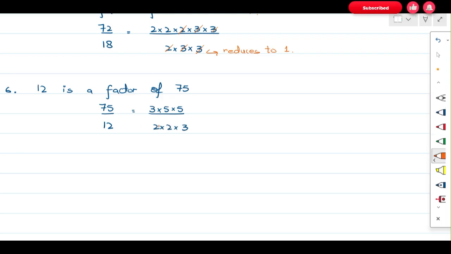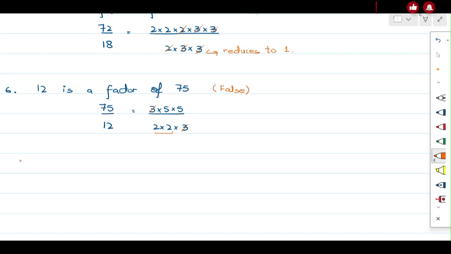Now we can cancel this 3 with this 3, but we cannot cancel these 2s. There are no 2s over here. We need two 2s over here to cancel them out and reduce the denominator to 1. So this statement is false. 12 is not a factor of 75.